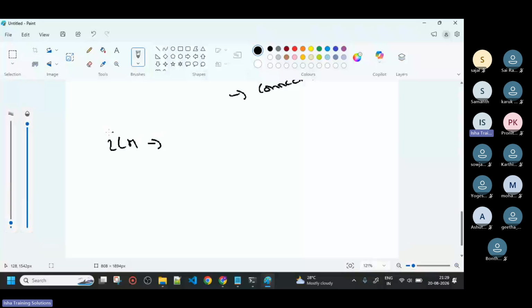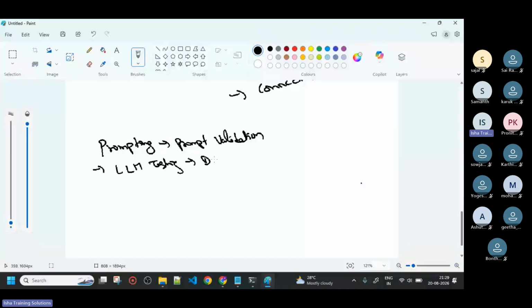After LLM, sorry, let me go back. Before that, the first one is prompt. We are going to learn prompting. After that, prompt techniques, and we have to do prompt validation. Then after that, LLM testing with deep evaluation metrics. After that, we are going to do RAG testing with the Ragas framework.